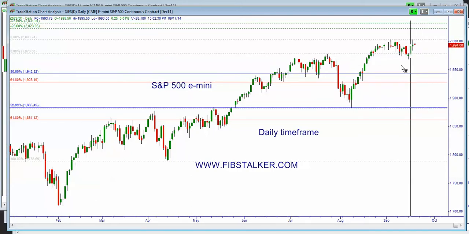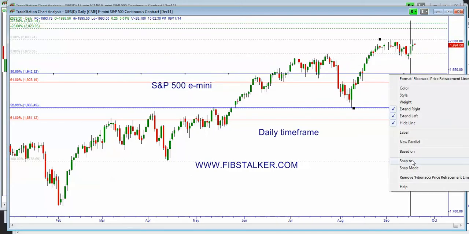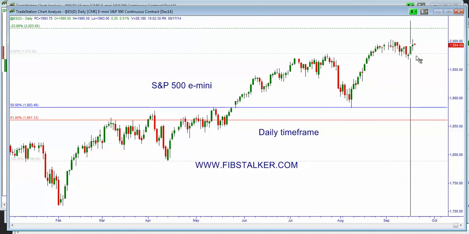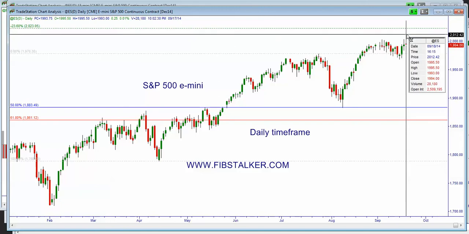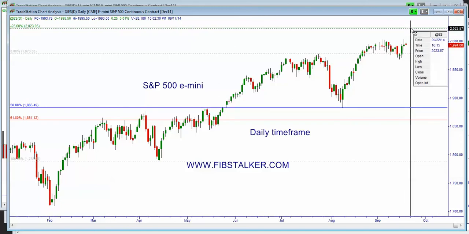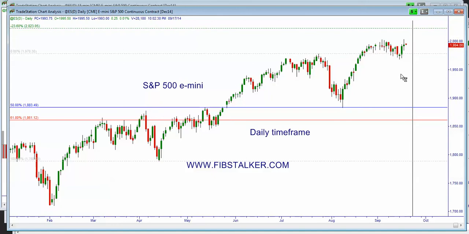So I'm going to review for now this level. This might come into play again, but we need to consider the 2022. That's the level where this market is headed at the moment.